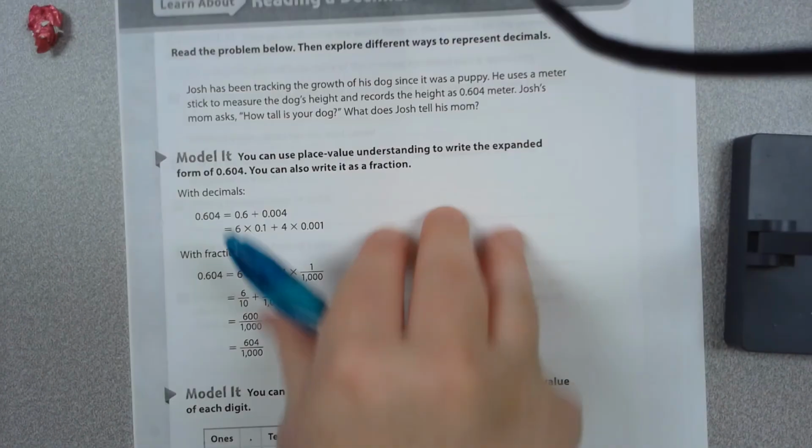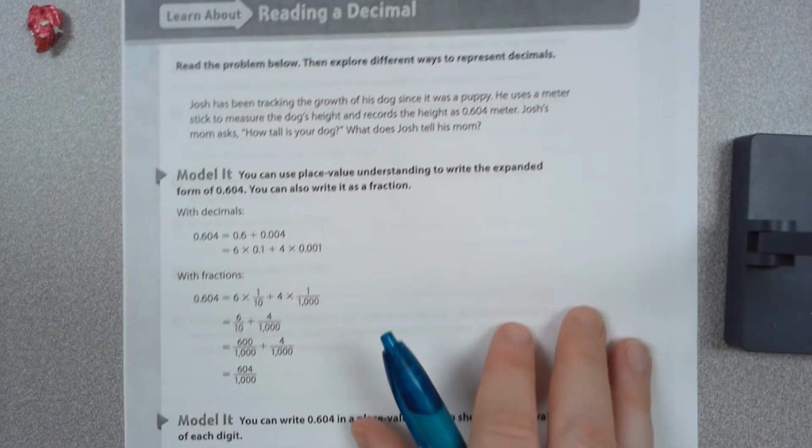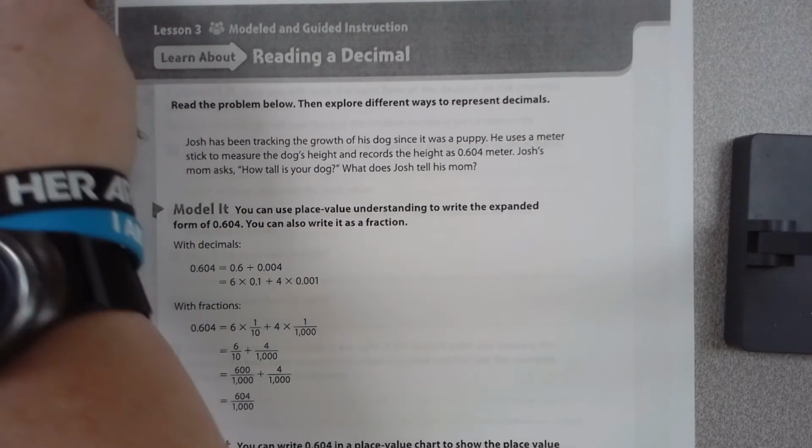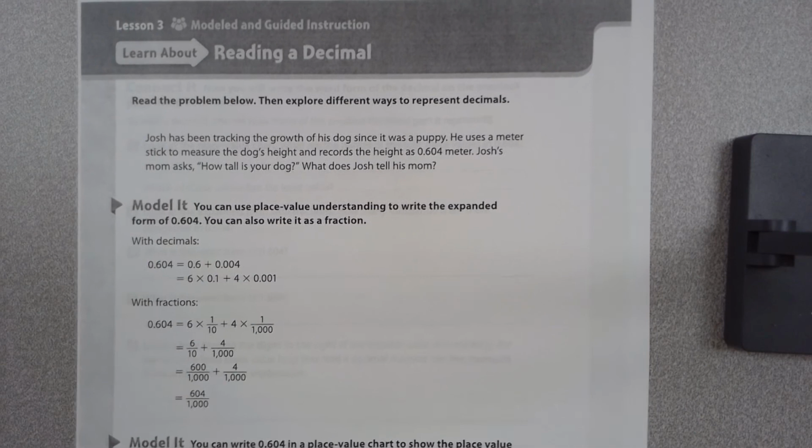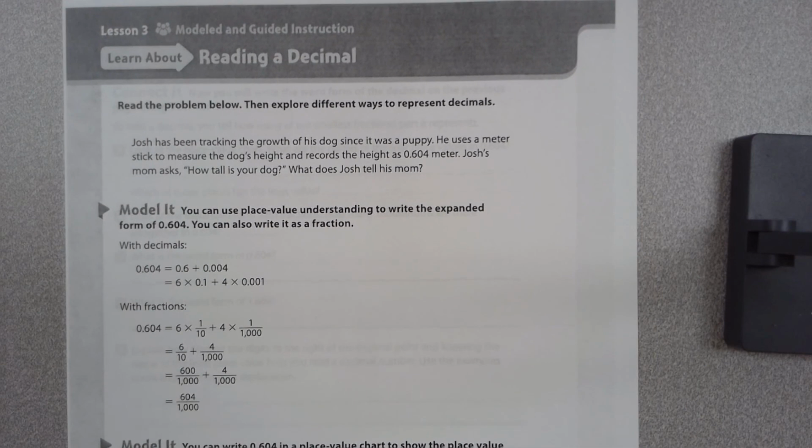The other part of today's lesson. We're going to be reading a decimal. Okay? So read the problem below, then explore different ways to represent the decimals. So basically what we're doing is we're just looking at different ways how you could see a decimal possibly when you're either reading a math book, when you're reading directions, or anything.